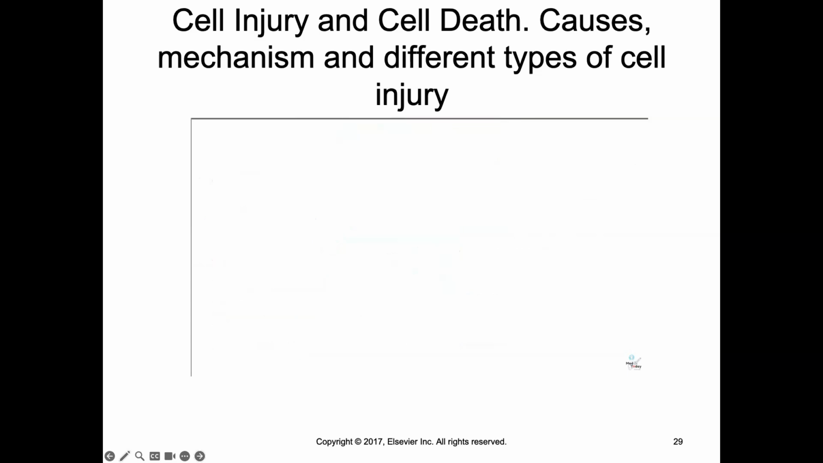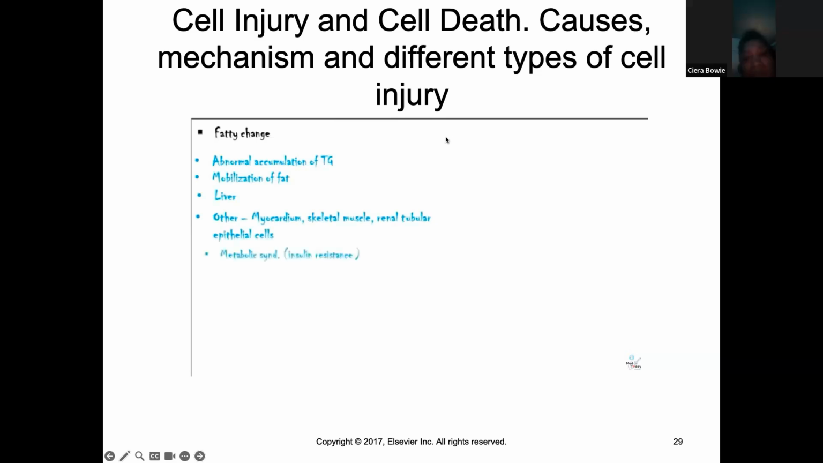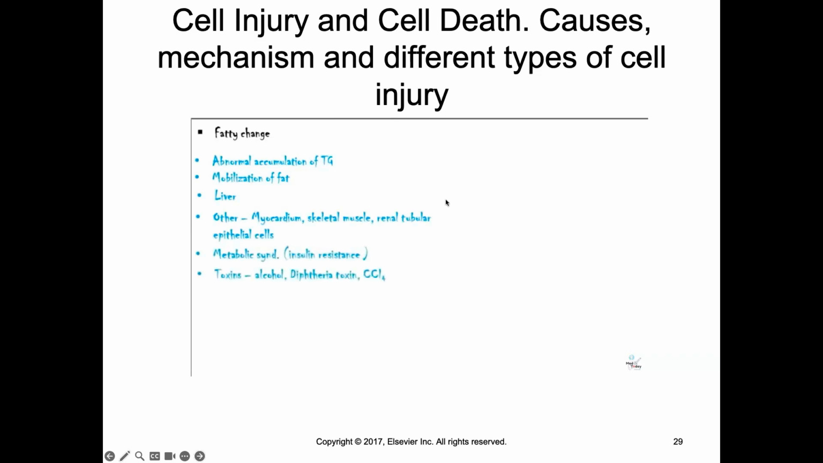Fatty change occurs due to the abnormal accumulation of triglycerides inside the cell. This is caused by mobilization of fat from the fat stores, which commonly occurs in the liver. Some other tissues include myocardium, skeletal muscles, and renotubular epithelial cells. These alterations in fat metabolism are commonly seen in patients with metabolic syndrome. Some other causes include toxins like alcohol, diphtheria toxin, and carbon tetrachloride, and ischemia.